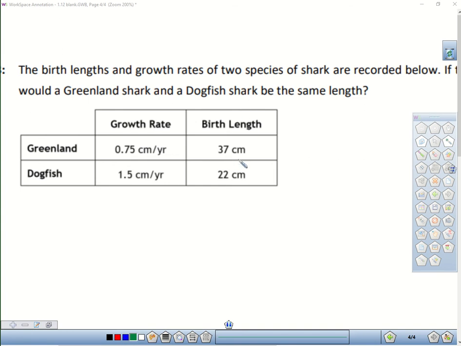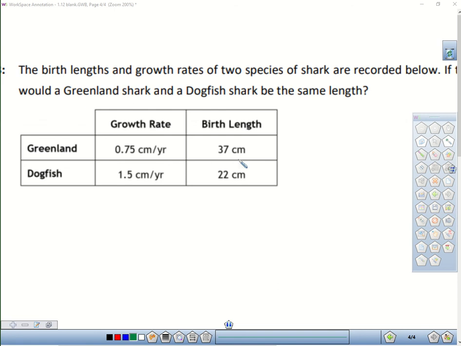So, to give you like a little bit of a backstory on this, what this is saying is, okay, these are two different species of shark. We have the Greenland shark and the dogfish shark, okay? And the Greenland shark is born and they're already 37 centimeters long. So that's how long they are when they're born. And the dogfish shark is 22 centimeters when it's born.